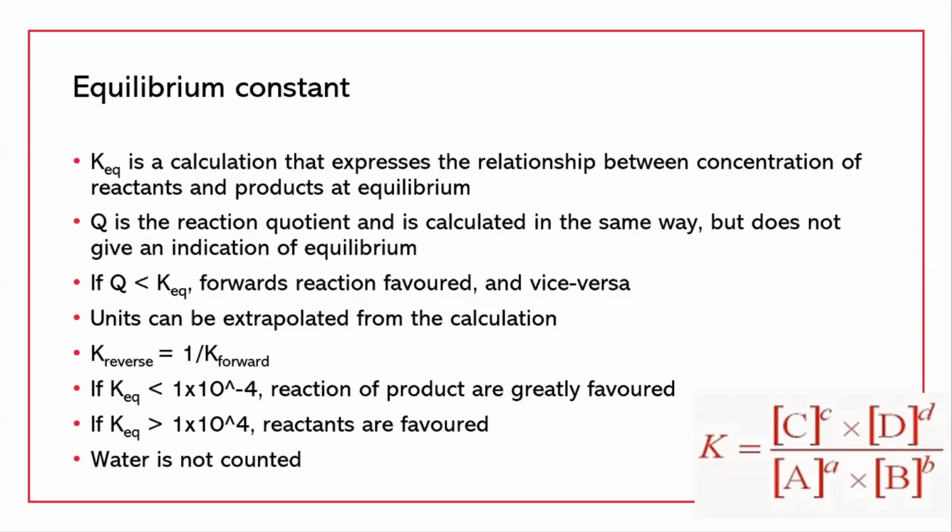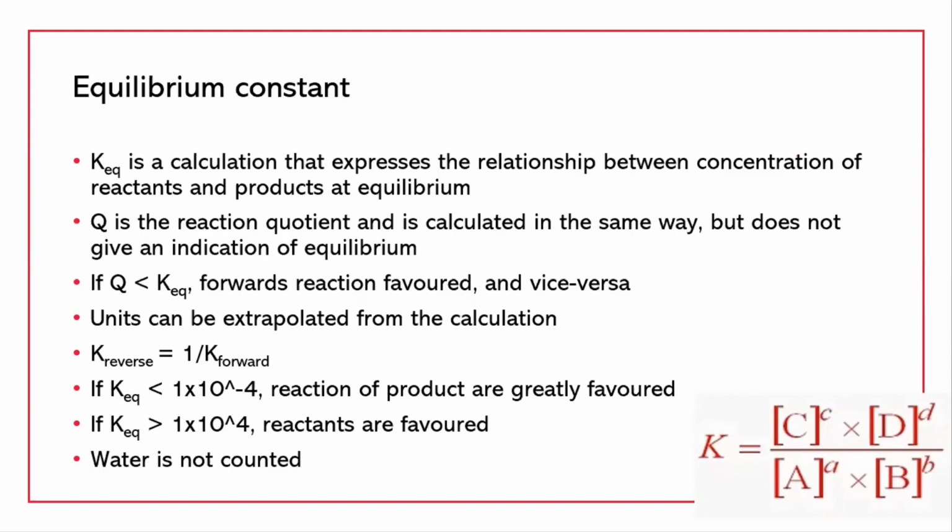So for example, if we're producing 2 nitrous oxide, well then in our equation, we're going to have the concentration of nitrous oxide squared, because we carry that 2 as a coefficient over to a power. We also have a thing called Q, which is a reaction quotient, calculated in the exact same way, but doesn't give an indication of equilibrium.